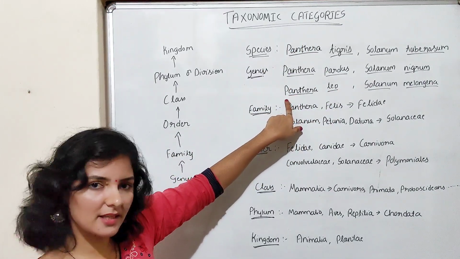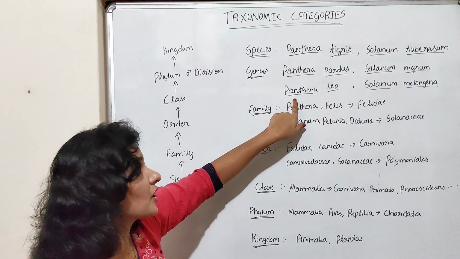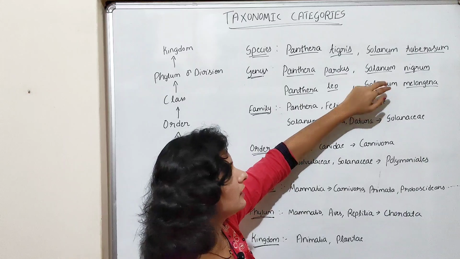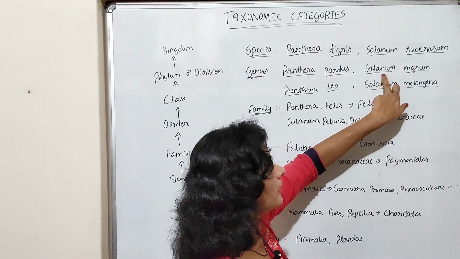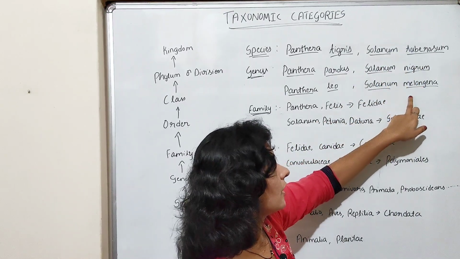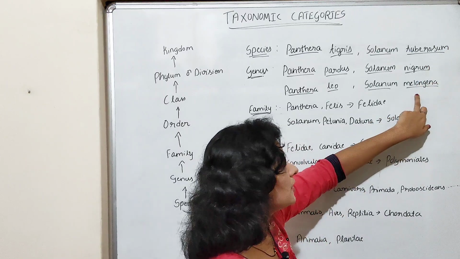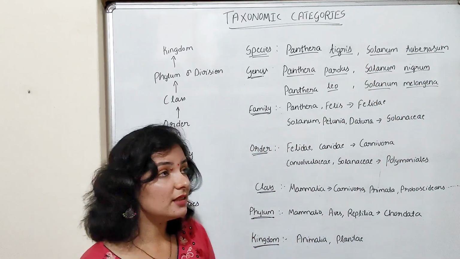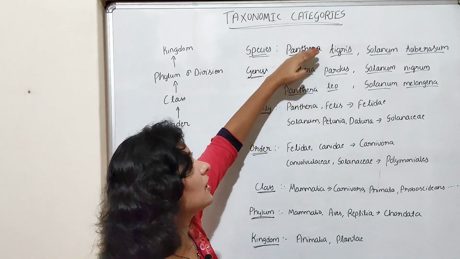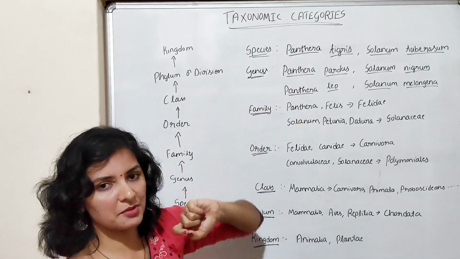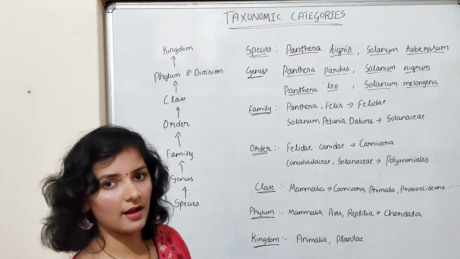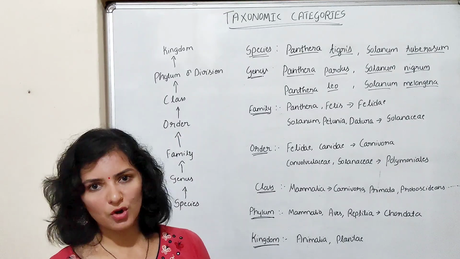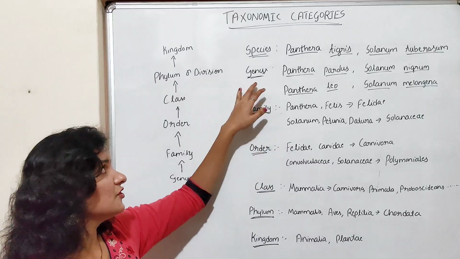So here the Panthera is a genus, or genera, which consists of 3 species. So if we take an example of plant, Solanum tuberosum, Solanum nigrum, Solanum melongena. All these three different species belong to the same genus, that is Solanum. These three different species show lots of common characters because they belong to the same genus. So that's why the species of the same genus share lots of common characters. So that is about the genus.